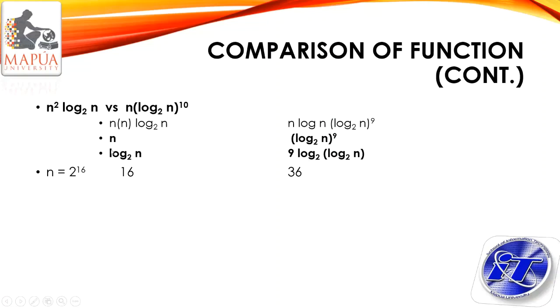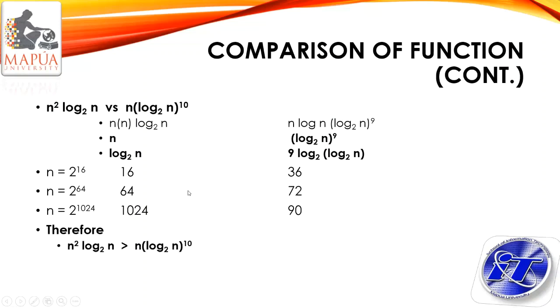Definitely log n, because we have a multiplier of 9 here on the log. So this will be bigger compared with this value. When we substitute values, you will see the difference. This second growth rate is bigger compared to the first growth rate. Okay.